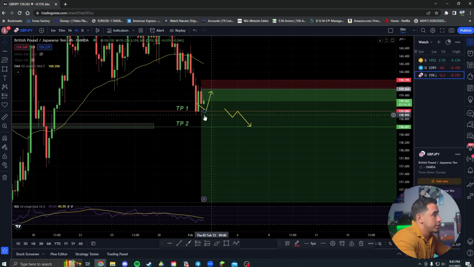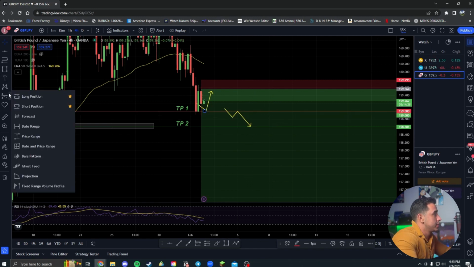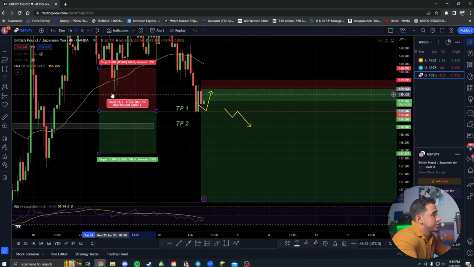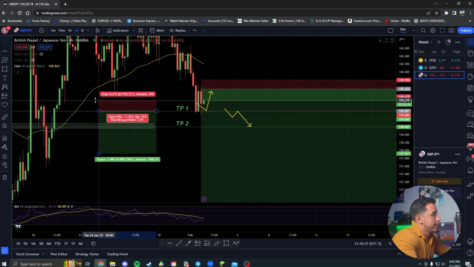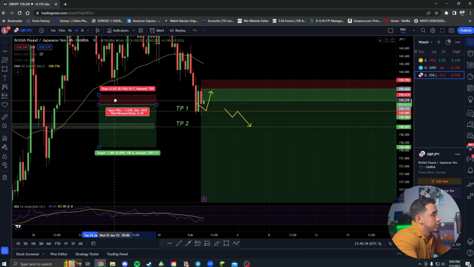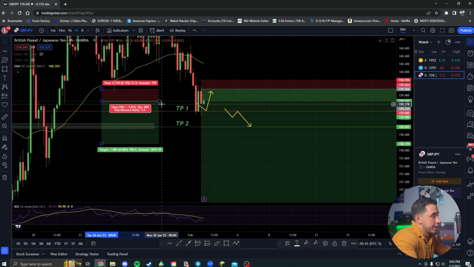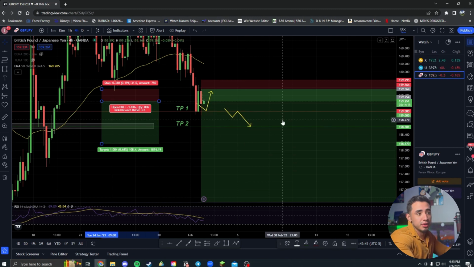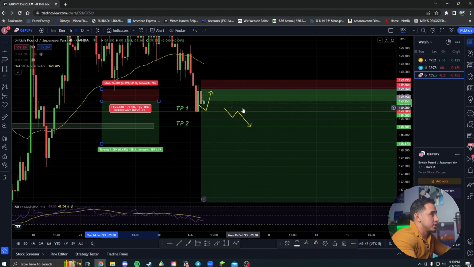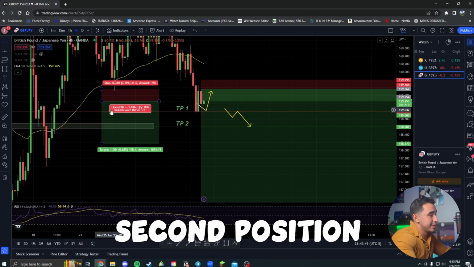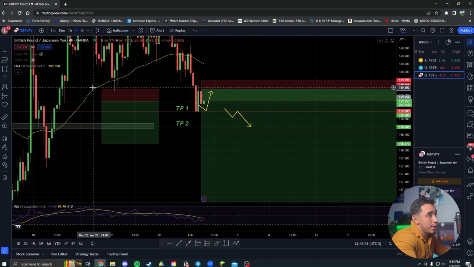Now, remember, we did get in. Let's add a short position here. Right? No, not here. We got in at this TP. This is our second position. I know it's going to look a little confusing, but this is our second position. Now, you have to understand that our second position still has a stop loss up here.